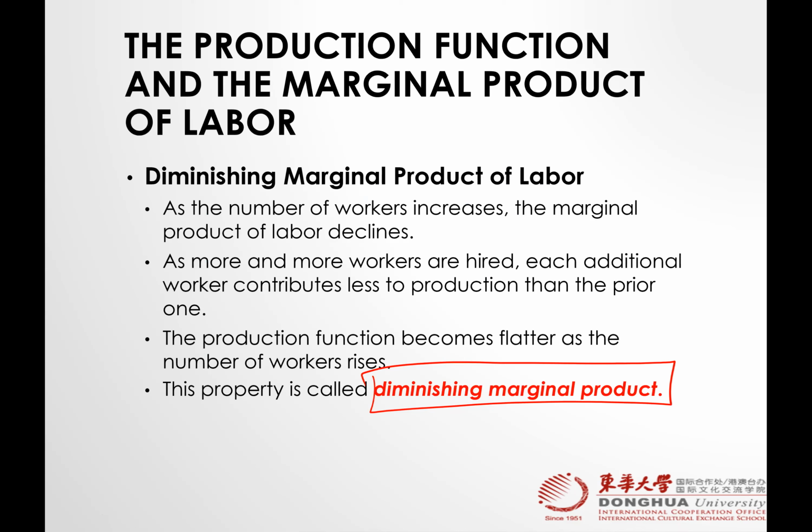We already discussed this in our cost of production chapter, before the introduction of perfect competition. So let's talk about what it says. As the number of workers increases, the marginal product of labor declines. As more and more workers are hired, each additional worker contributes less to production than the prior one. So the production function becomes flatter as the number of workers rises. This property is called diminishing marginal product.